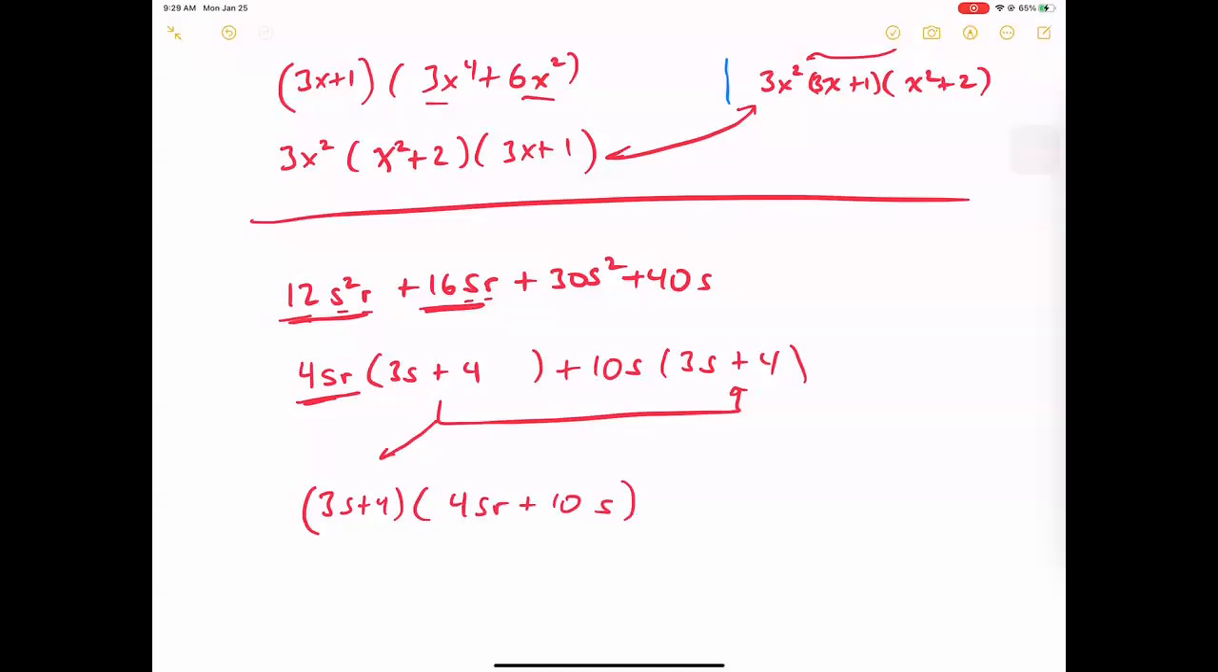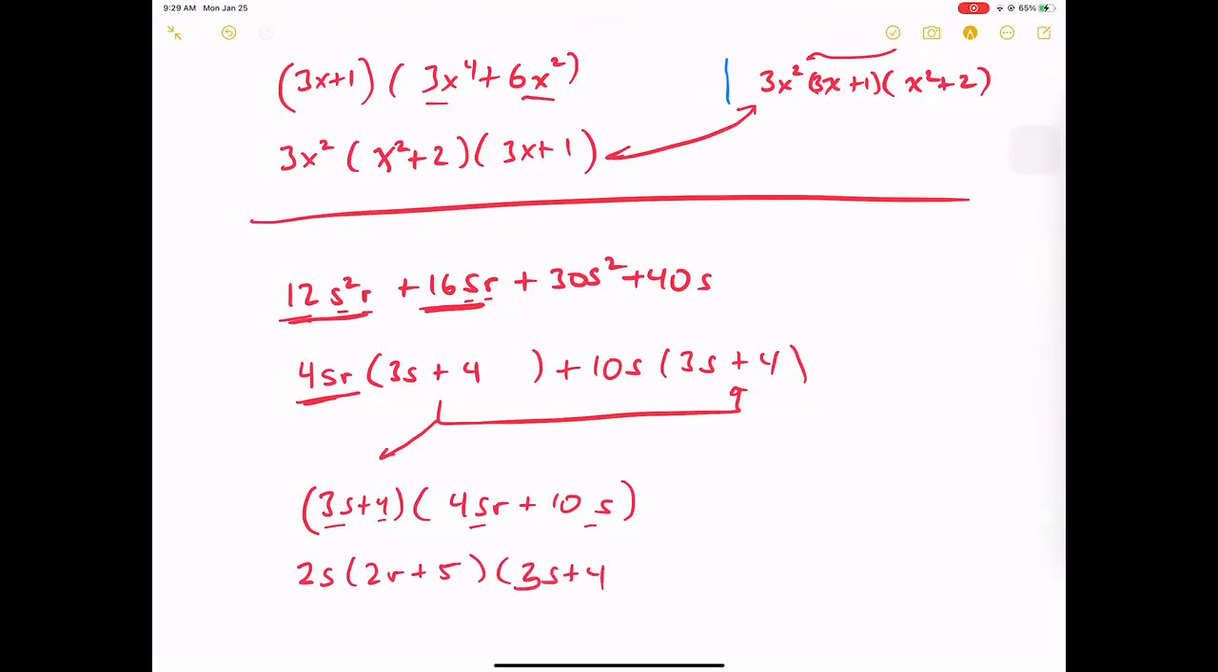Let's double check it one more time. I see 3s plus 4. There's no common term in 3s and 4. But there's a common term s here, and a 2. 4 and 10, the common factor is 2. So I can take that out also. So we have 2s left over, 2r plus 5. And we have 3s plus 4.